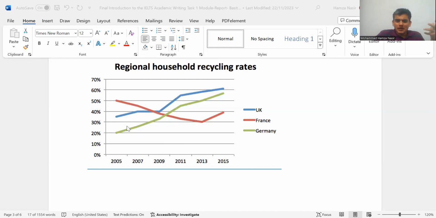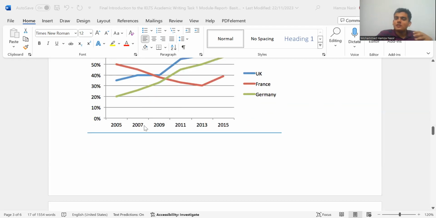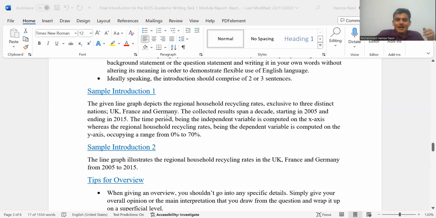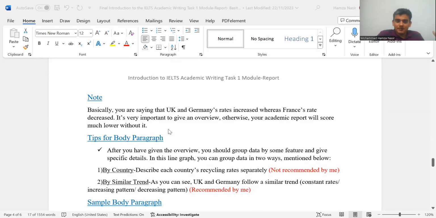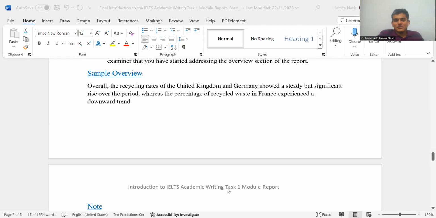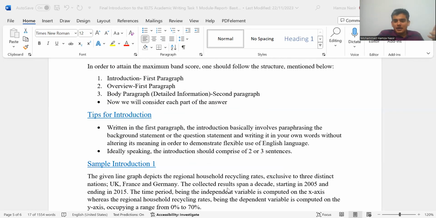For example, from 2005 to 2007, you have both the UK and Germany showing an upward increase. So you can merge the information, make your answer more professional, more effective, as well as save time for yourself, right? By similar trend, as you can see, the UK and Germany follow a similar trend: constant rates, increasing pattern, decreasing pattern. So just talk about that. I would recommend the second approach. The first one is fine as well, but that is up to you, okay?